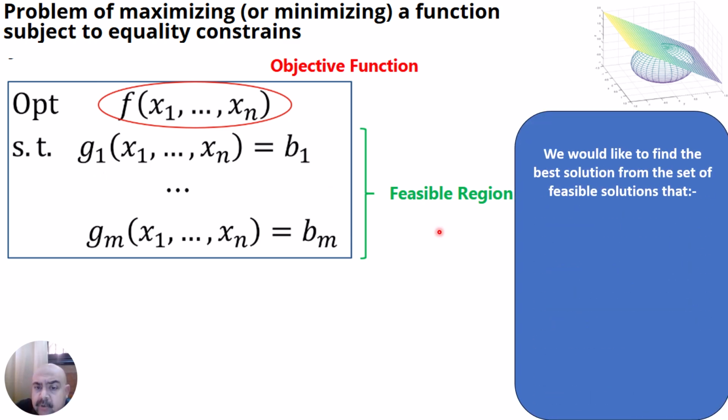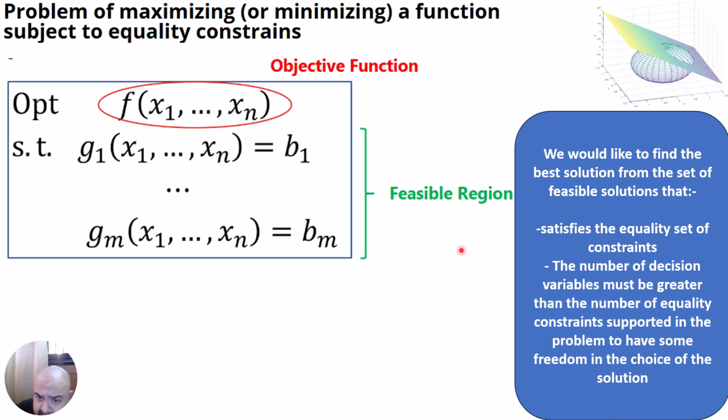Remarks: we would like to find the best solution from the set of feasible solutions that exist, first of all satisfying the equality constraints. We should remark that the number of decision variables must be greater than the number of equality constraints that we have, in order to have some freedom in the choice of our solution.